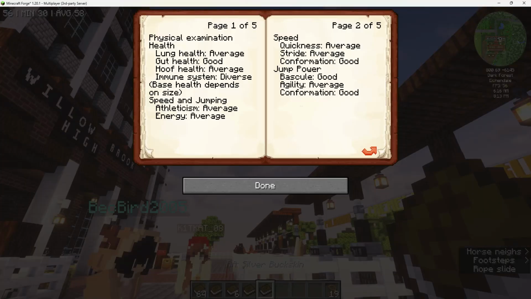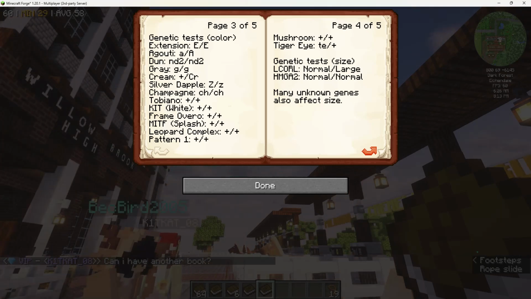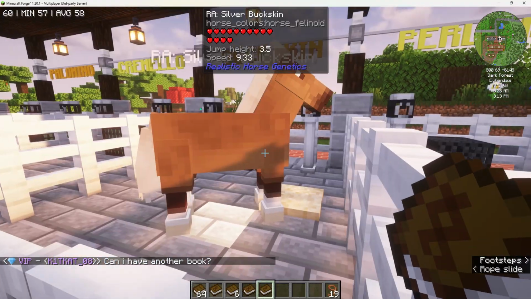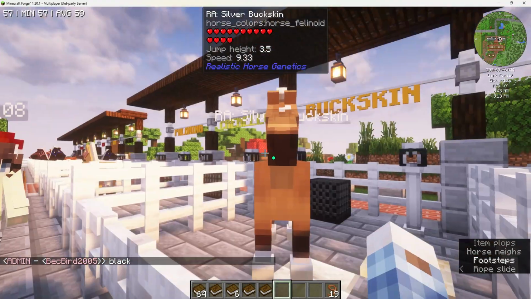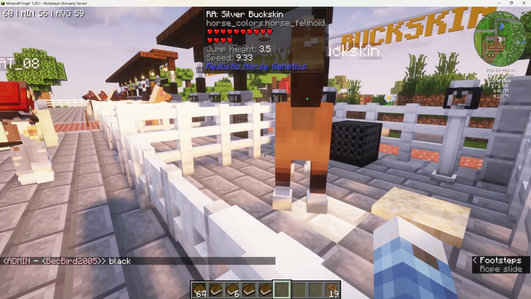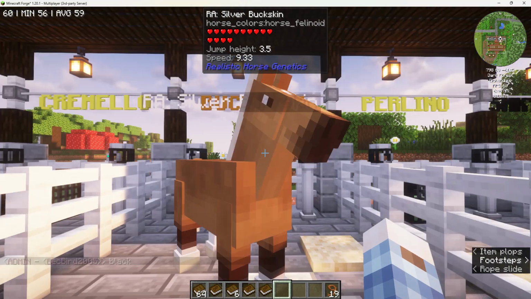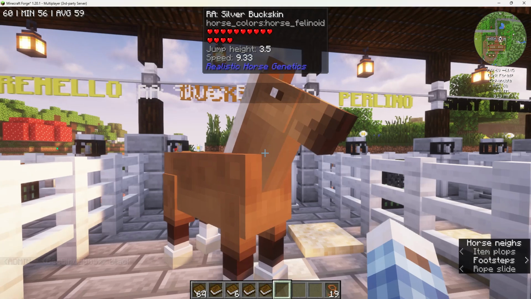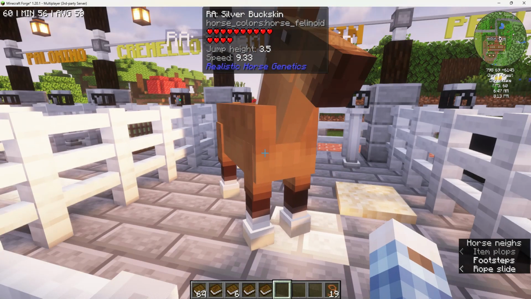So this one here is a buckskin base. So if we look at this one, we have black, we have agouti, we have cream, which makes it a buckskin, and then you have silver. So the silver is, on a normal buckskin, what color is the mane and tail? Yes, on a normal buckskin, the mane and tail is black.